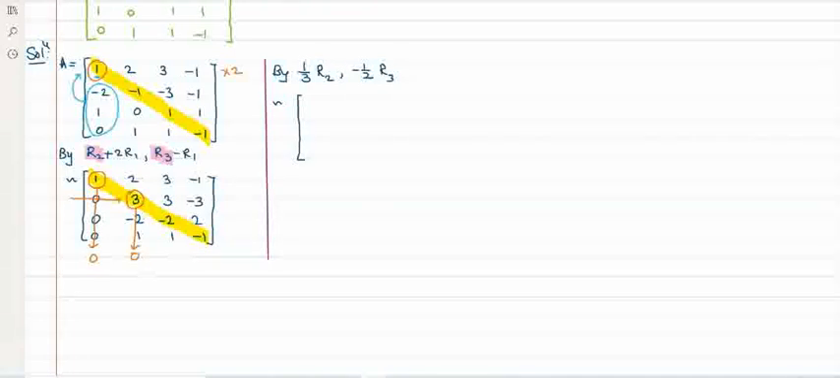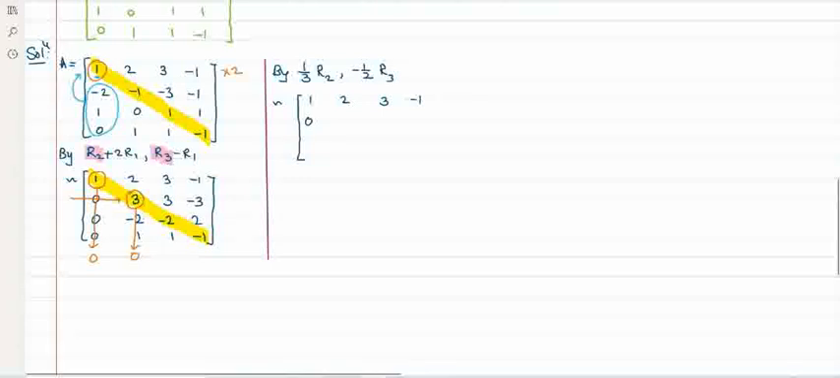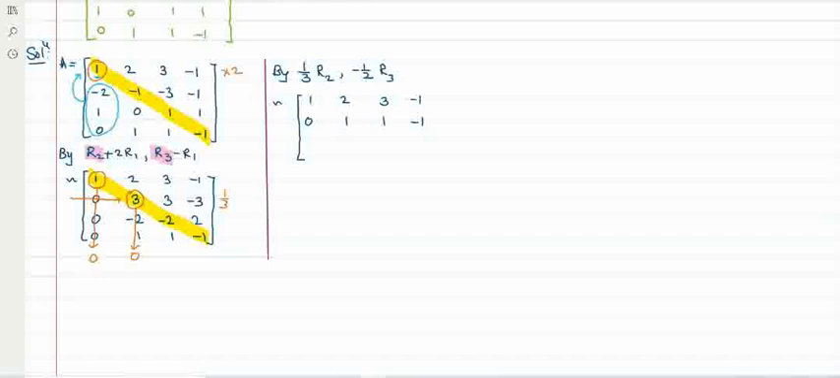So, change for second and third row. First row, no change: 1, 2, 3, and minus 1. If you multiply by 1 by 3, what do you have to do? You have to multiply by 1 by 3. So 0, 1, 1, and minus 1. Now the next row, you have to multiply by minus 1 by 2. What is the element? 0, 1, 1, minus 1. So the last one remains the same: 0, 1, 1, minus 1.